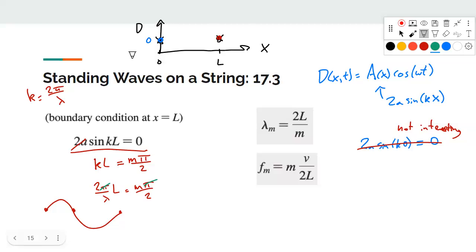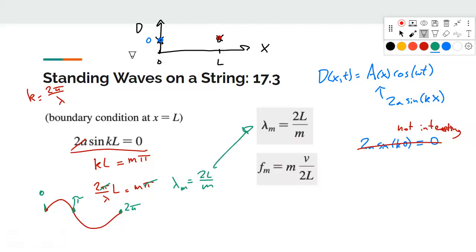did I do something a little questionable here? Sorry. These shouldn't be multiples of pi over 2. I'm getting ahead of myself. That's going to be the next boundary condition. So sorry. Sine is 0 at 0. At pi, it's 0. At 2 pi, it's 0. So these should be multiples of pi. Apologies. And so rearranging, we get that lambda is 2L over m, the lambda of m. And that's this condition here.